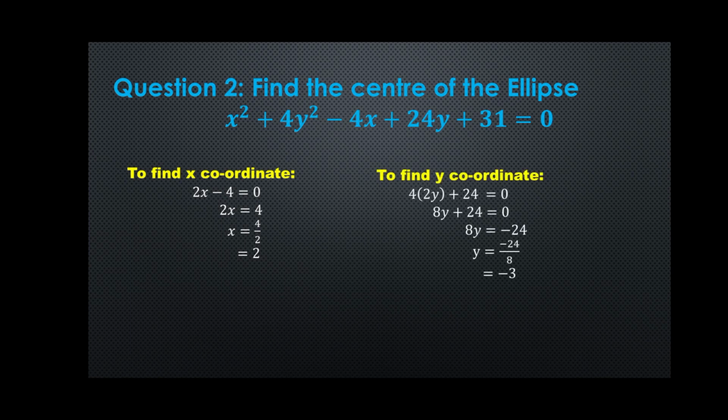Similarly, to find the y coordinate, differentiating 4y² + 24y, we get 4 into 2y + 24 = 0. Then we get y = −3. Therefore, the center is (2, −3).